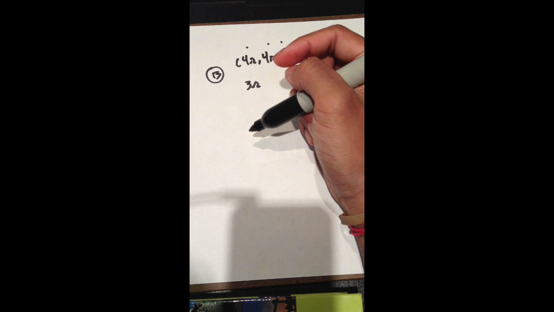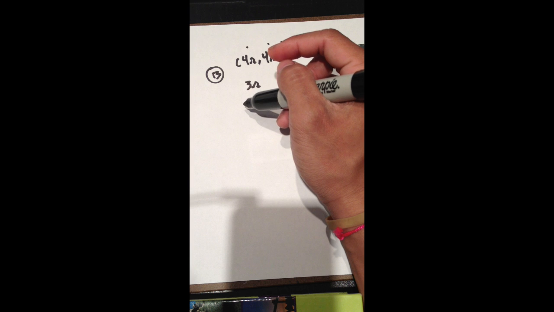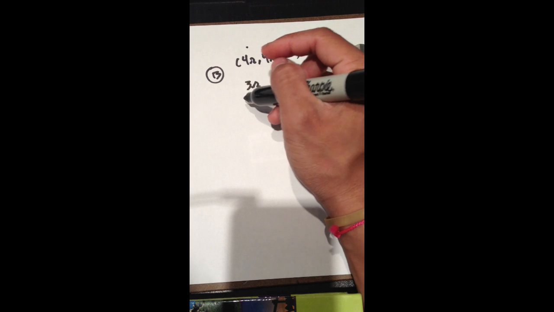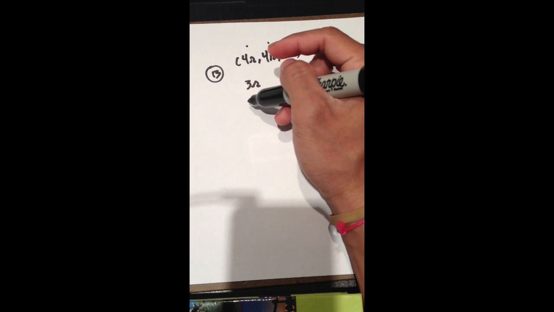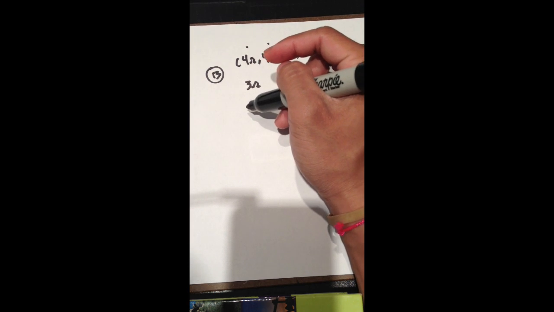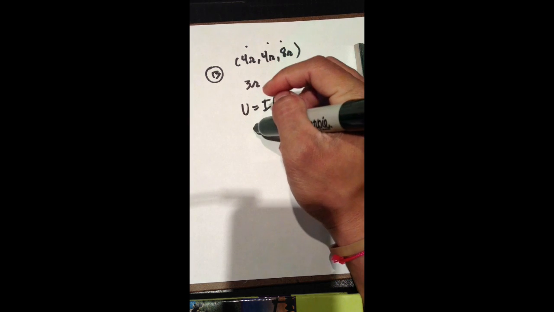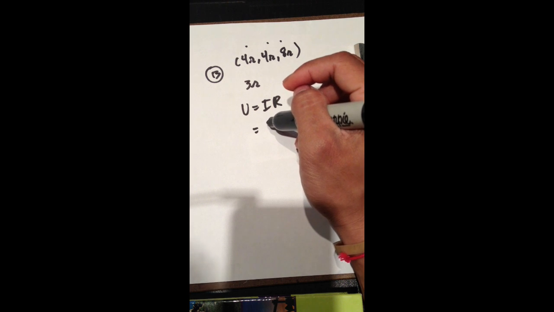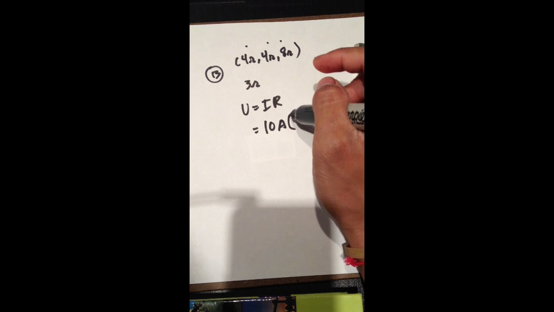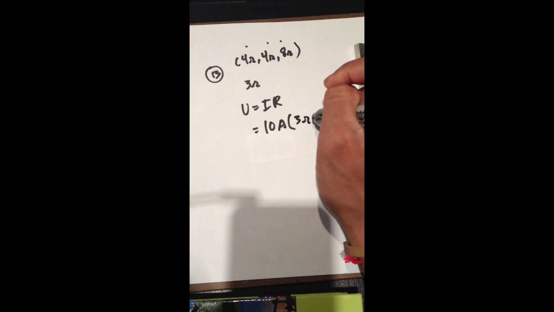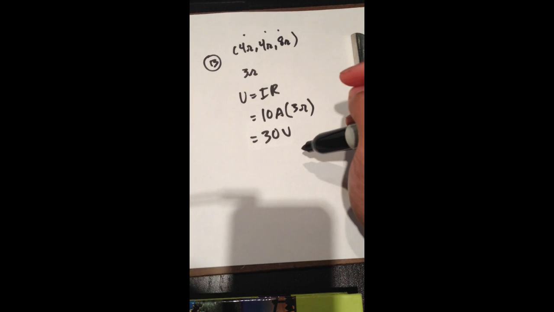Okay, so to find the current through the 8 ohm resistor, we can use Ohm's law again. But first we need to find how much voltage is going through the 8 ohm resistor. So V equals IR, Ohm's law. Total current we found in A was 10 amps times the total resistance in there, 3 ohms, which gives 30 volts. So there's a total of 30 volts going through the 8 ohm resistor.